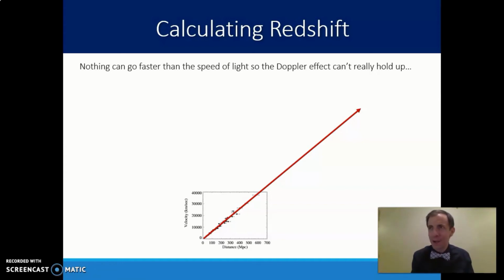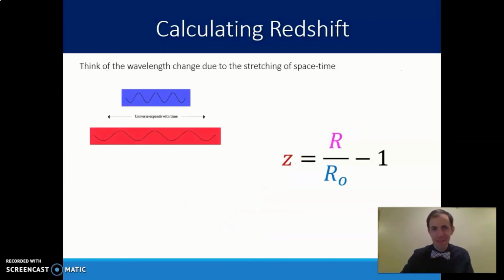So if nothing can go faster than the speed of light, but this says that something could be moving away from us faster than the speed of light, what does that mean for our understanding of classical physics? Well, it just means that we need a different explanation of how this is going on. So instead of thinking of these galaxies moving through space, we need to think of it slightly differently. In reality, they're not actually moving through space. It's space that is changing.